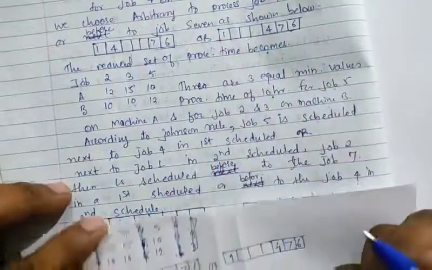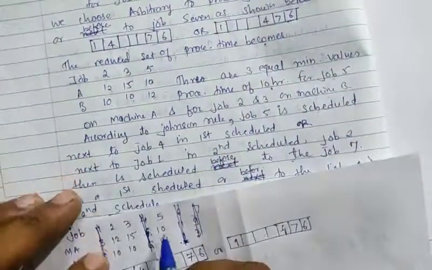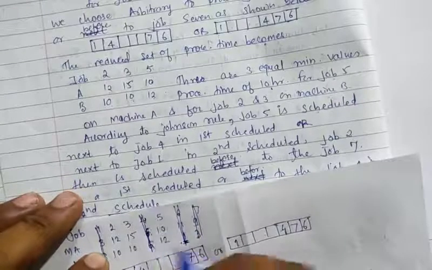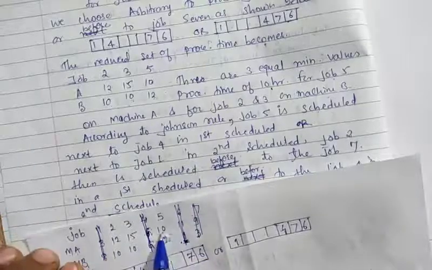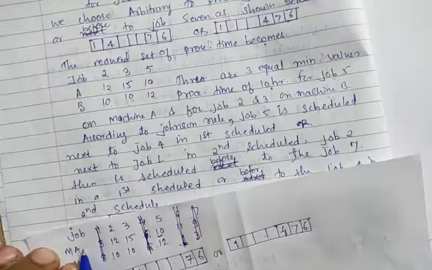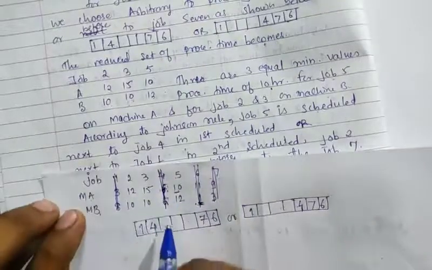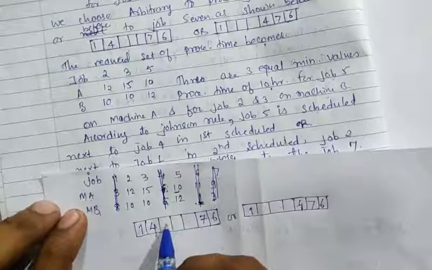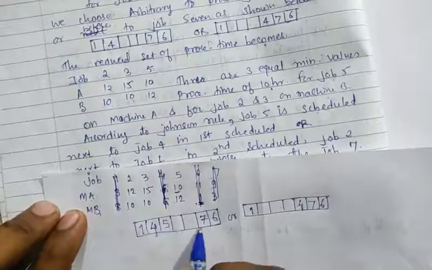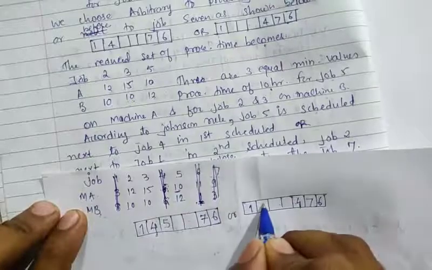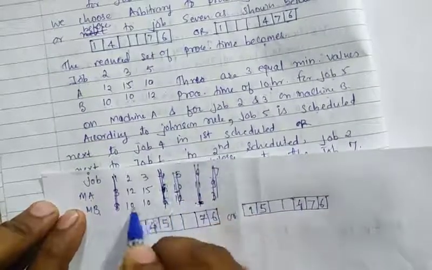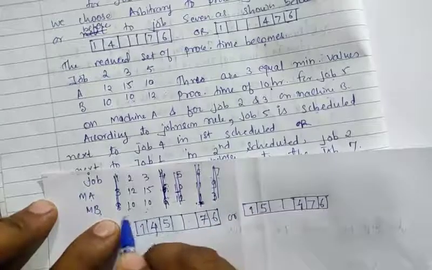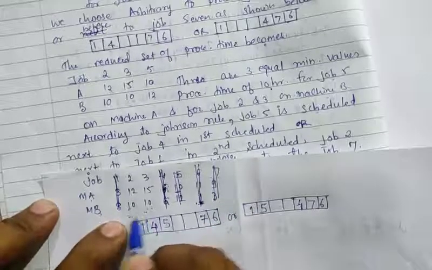So what do we get here? There is a tie among 3 values, so we place the 5th job first, because here 10 is minimum, which is for machine M1. So job 5 is for starting, in the first schedule here, and in the second schedule we get 5 here. So we delete this, and we get these 2 columns, right?